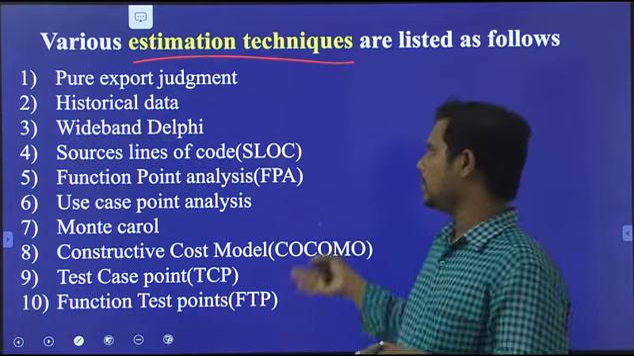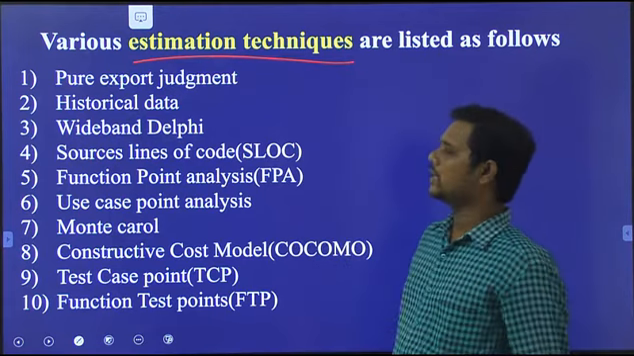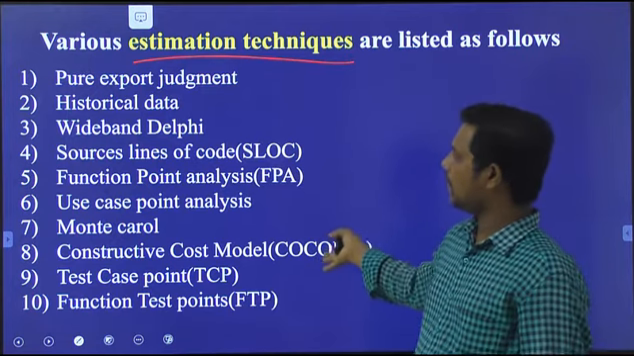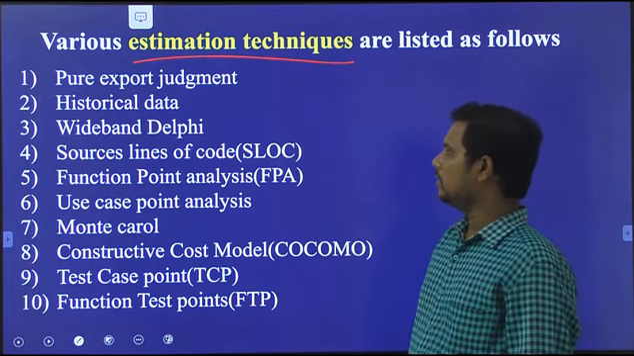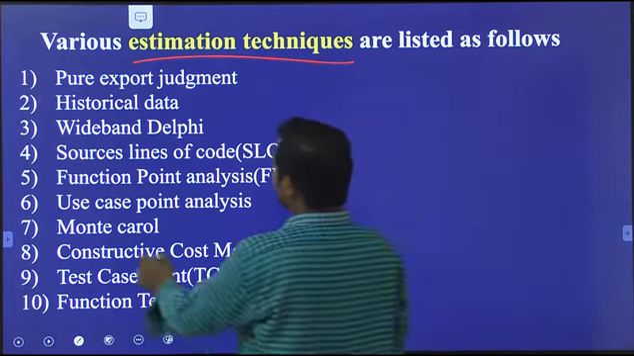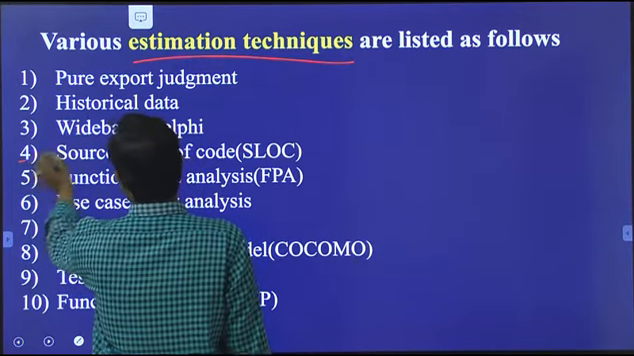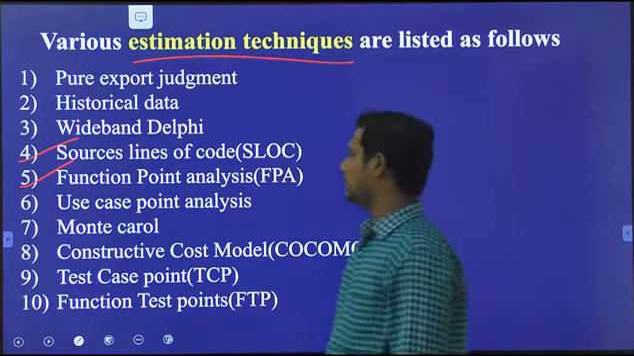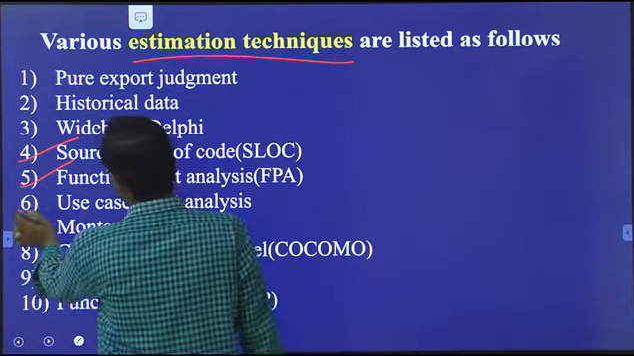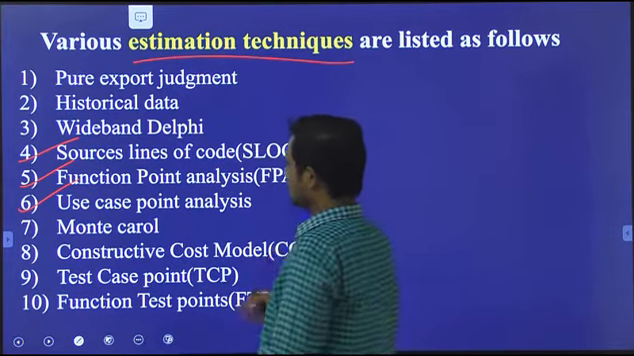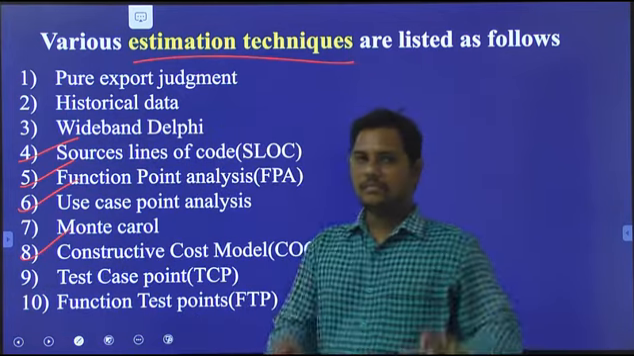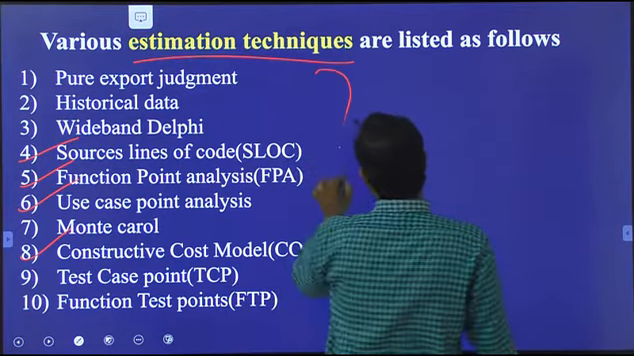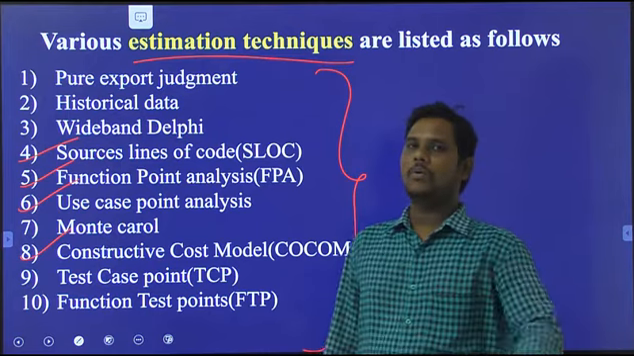So one by one, there are some estimation techniques here. I will explain a few techniques briefly, but overall I will explain all of them. In the coming classes, I will explain source lines of code, function point analysis, use case point analysis, and the constructive cost model. These 4 techniques I will explain briefly in the coming classes. Just overall, I will explain all these techniques now in this class.